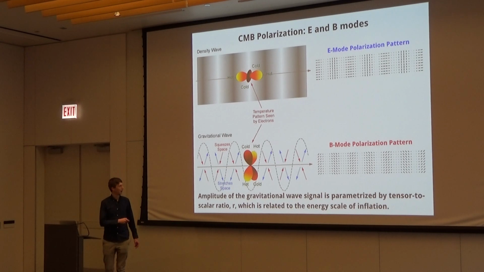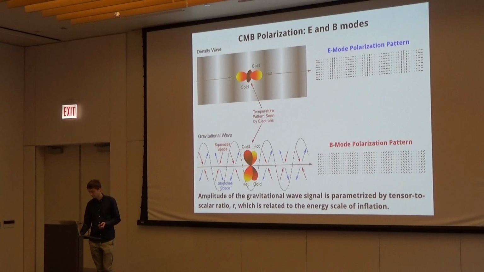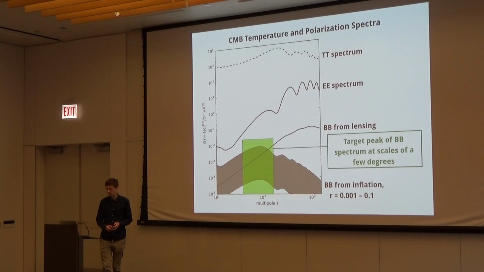So I'm going to talk a lot about this tensor to scalar ratio R. Essentially, we're at the point where we're trying to measure just one parameter. We're trying to measure whether this sort of signal is present and if we can get an amplitude on it. So that then brings us, again, I realize I'm moving very rapidly here, but hopefully a lot of this is familiar to everybody. So this brings us to the CMB power spectra.